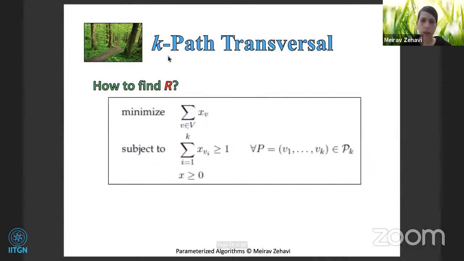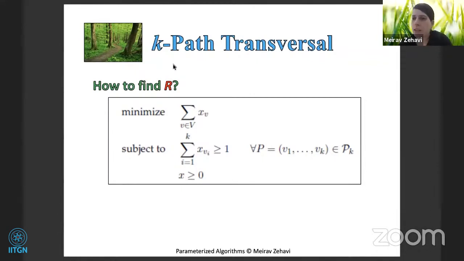The set R can actually be found using just a greedy algorithm in the following sense. You check whether there is still a k-path in the graph. This we can do using a known algorithm that works in time 2 to the order k times polynomial in the input size. If there is still a k-path in the graph, we take all of its vertices. Then again, if there is still a k-path in the graph, we take all of its vertices, and again and again.